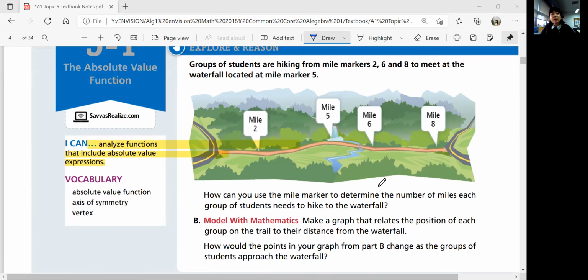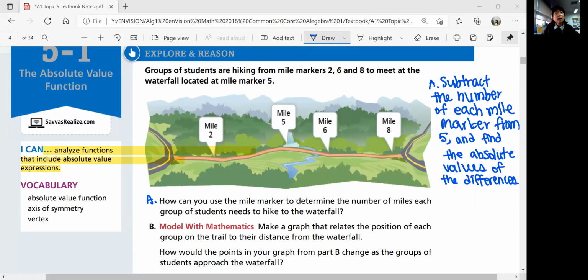Part B, make a graph that relates the position of each group on the trail to their distance from the waterfall. First, let's record part A. I'm going to say you subtract the number of each mile marker from 5. So 5 minus 6 is -1. 5 minus 8 is -3. 5 minus 2 is +3.